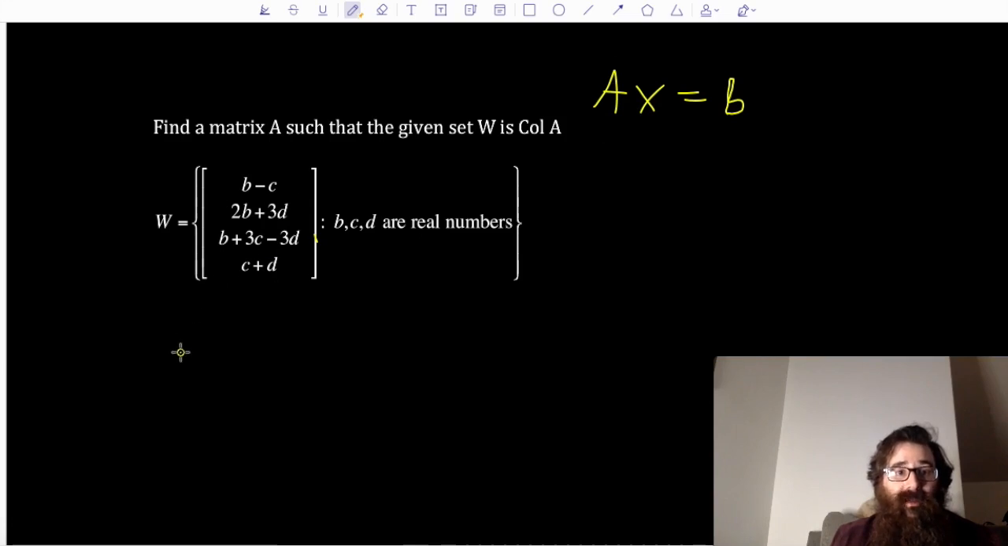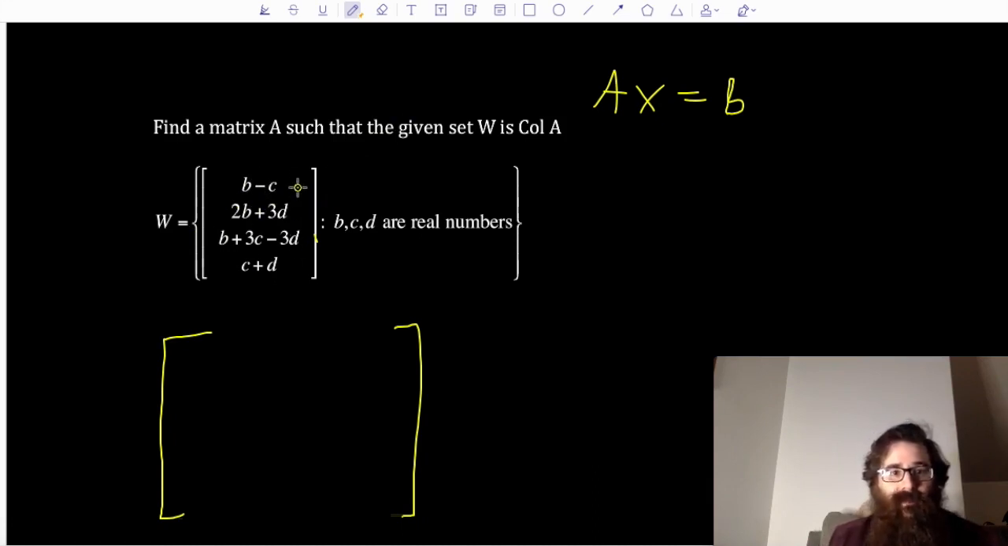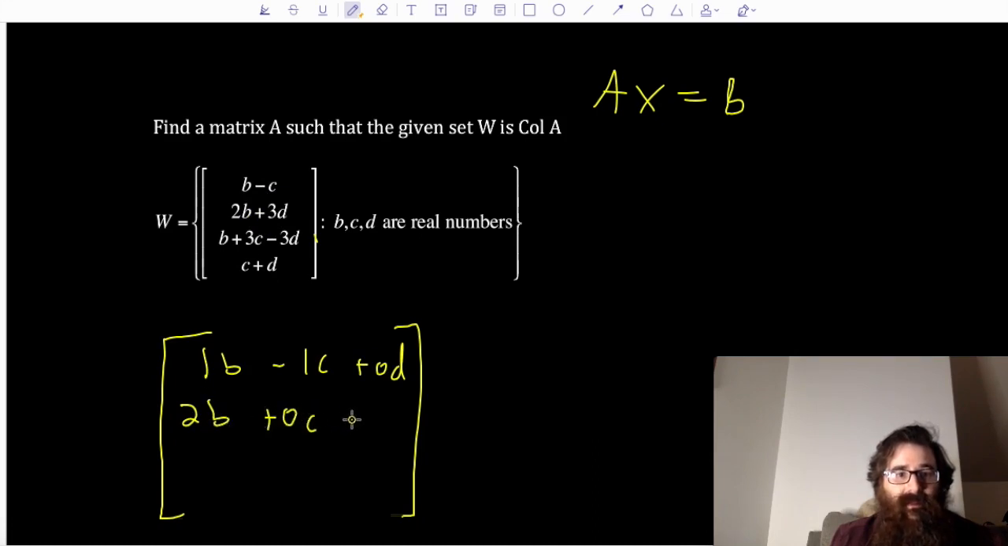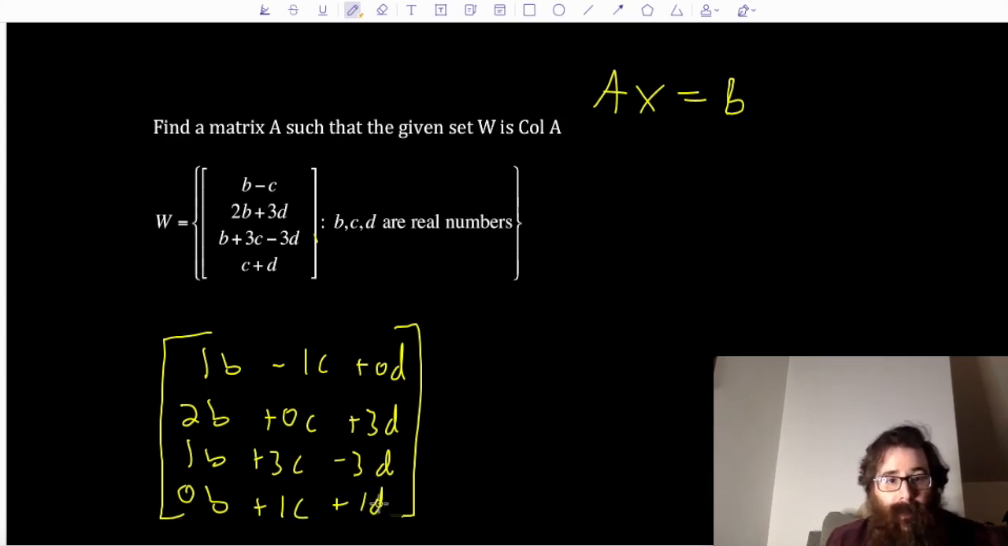So what I could do to start is actually write out this vector, and it looks great as it is, but some of the terms are missing. So I'm going to write in all coefficients very visibly and every mention of B, C, and D, even if it's missing, which some of them are. The first one is almost there: 1B minus 1C and then plus 0D. The second one is missing C, so that's 2B plus 0C plus 3D. This third entry is actually fine; I'm just going to write in the missing coefficient so I can see it a bit better: 1B plus 3C minus 3D. And this last entry is missing B, so let's do 0B plus 1C plus 1D. But ultimately it's the same. I've just written it out in more detail.